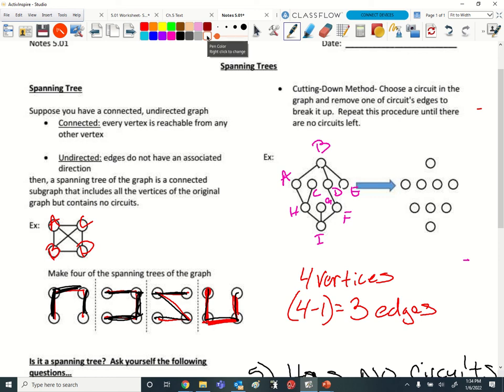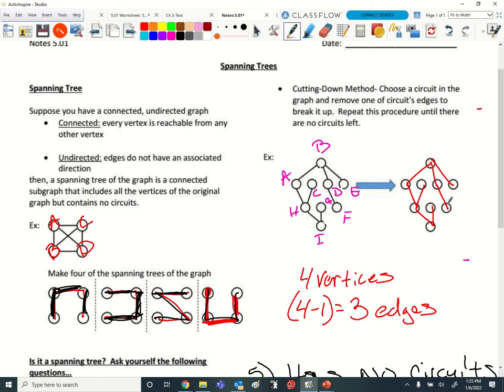Go ahead. You say get rid of that one? All right, so does that take care of my circuits? Yeah, there's no more circuits, right? I have broken off all of these, so I can't keep going around from there. So now, that's going to be good. So let's look. If I do that, I'm going to go here, here, here, here, here, here, here, and here.